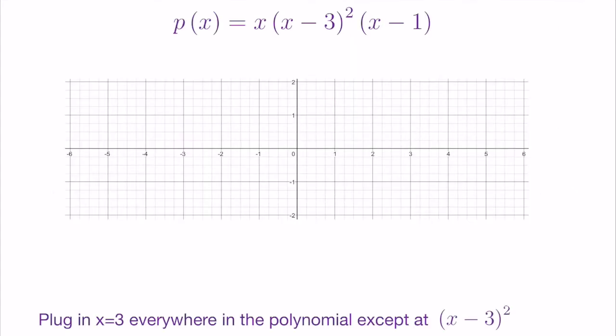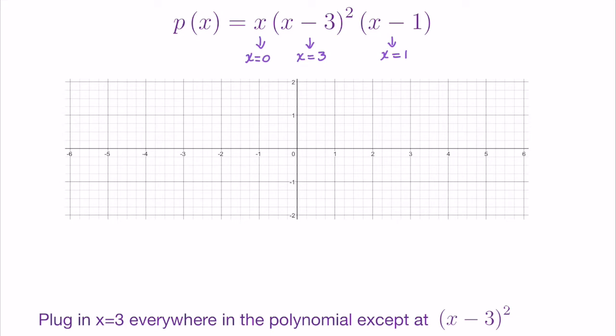This graph has 3 roots. Corresponding to x, we have the root x = 0. Corresponding to (x - 3)^2, we have the root x = 3. Corresponding to x - 1, we have the root x = 1. Root x = 0 has multiplicity 1, so it crosses. Root x = 3 has multiplicity 2, so it touches. And root x = 1 has multiplicity 1, so it crosses.